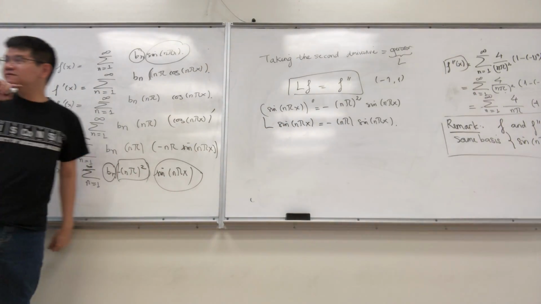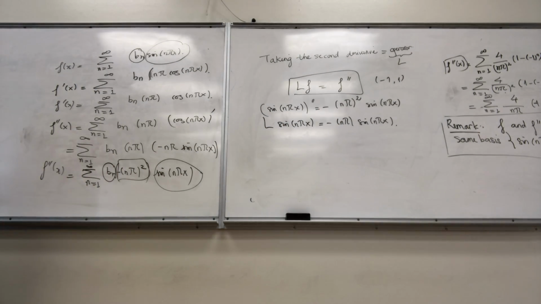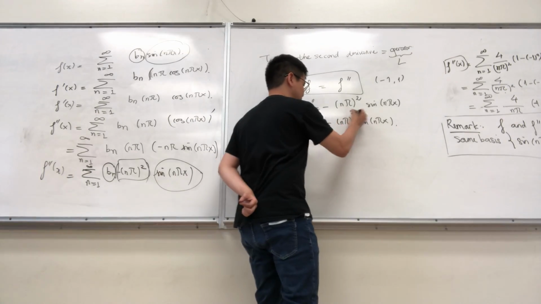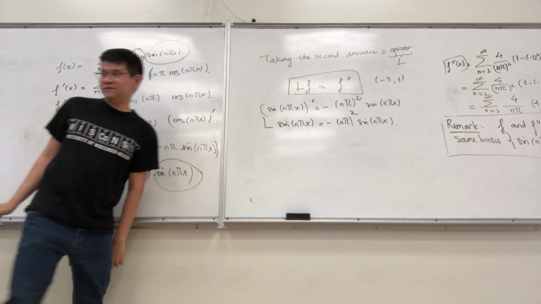All right. Yes? Is that supposed to be minus n pi squared? Thank you. Can you sign at the back of the paper, please?